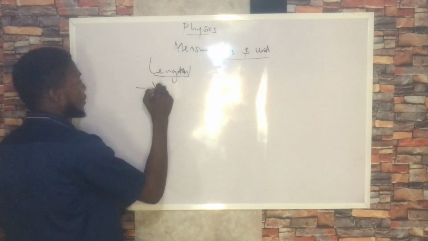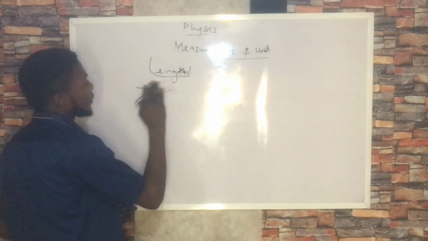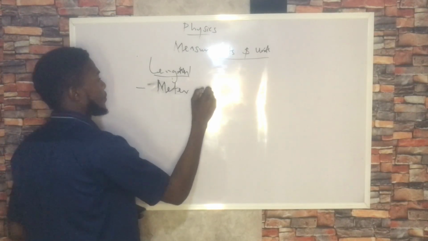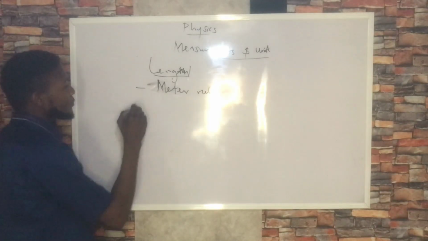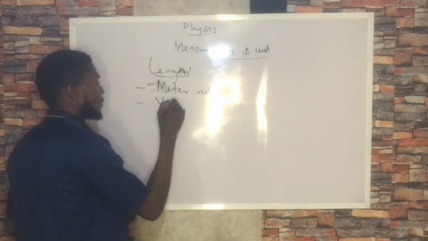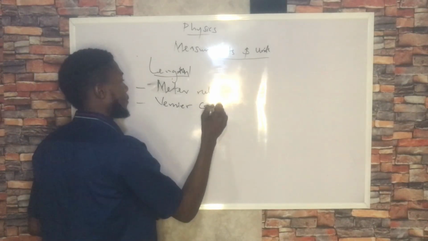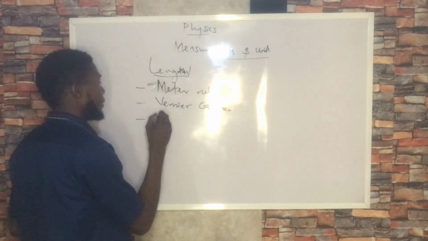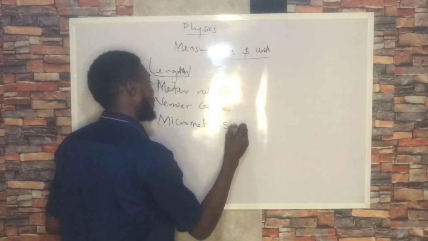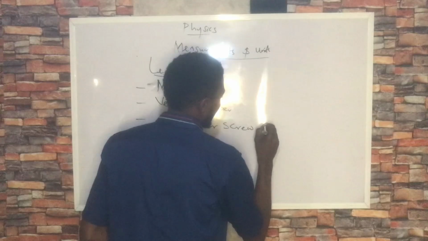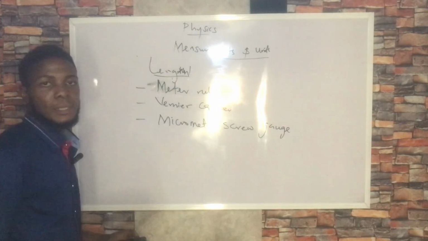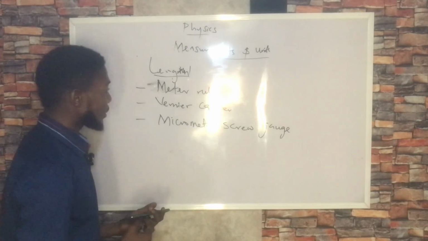The first one is the vernier caliper. Or no, the first one is the meter rule. We use the meter rule, then we use the vernier caliper, and the micrometer screw gauge. We use these three instruments to measure length. Again, they are very, very important instruments.